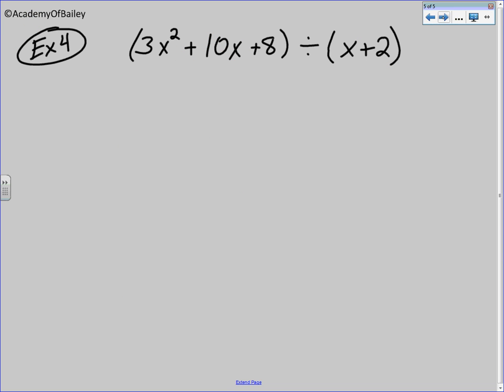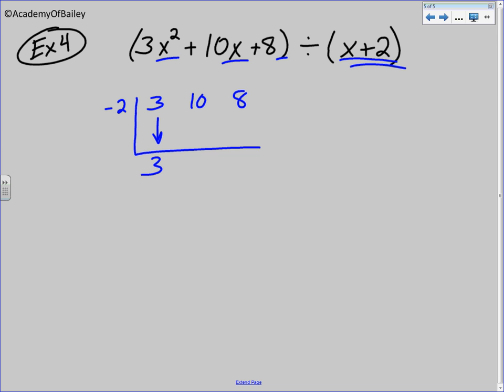Let me give you one example of that to try on your own, and then follow along with my work to make sure you're correct. We're doing synthetic division, so that's x plus 2. We want to put a negative 2 out there. Let's go 3x squared plus 10x plus 8. So all of the exponents are there, 2, 1, and 0. And now let's do synthetic division.